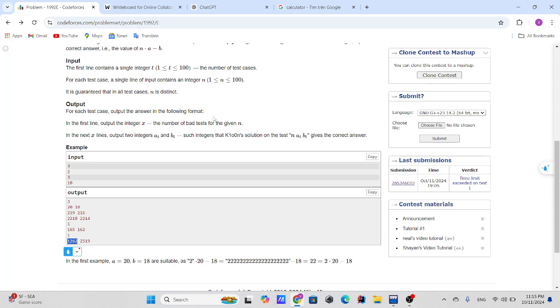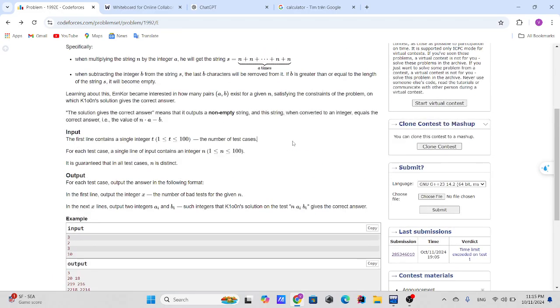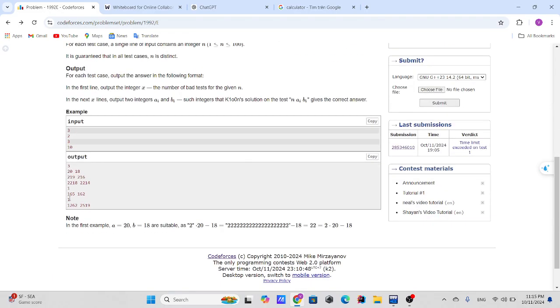Shit. How could I brute force this? How can I brute force this? It gives the correct answer. 165.